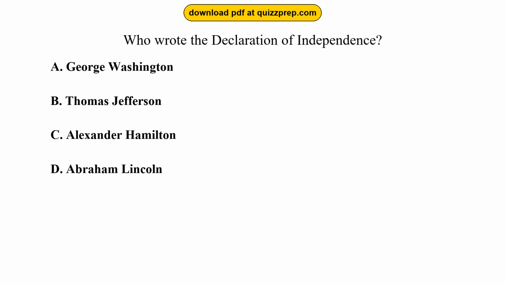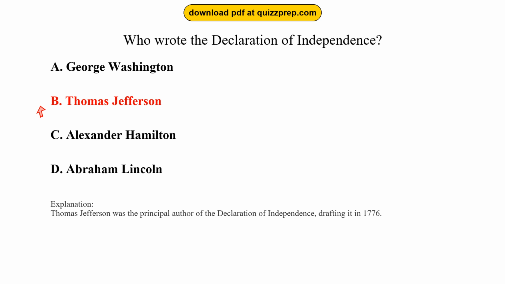Question 11. Who wrote the Declaration of Independence? Option A, George Washington. Option B, Thomas Jefferson. Option C, Alexander Hamilton. Option D, Abraham Lincoln. The correct answer is option B, Thomas Jefferson. Thomas Jefferson was the principal author of the Declaration of Independence, drafting it in 1776.